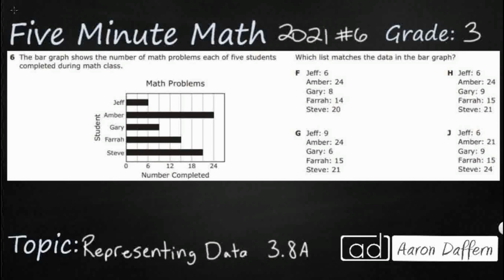So we have a bar graph showing the number of math problems that each of the 5 students in class completed: Jeff, Amber, Gary, Farah, and Steve. And all we need to do is match this bar graph to one of our answer selections, F, G, H, or J. But this bar graph is a little bit strange in 2 different ways.